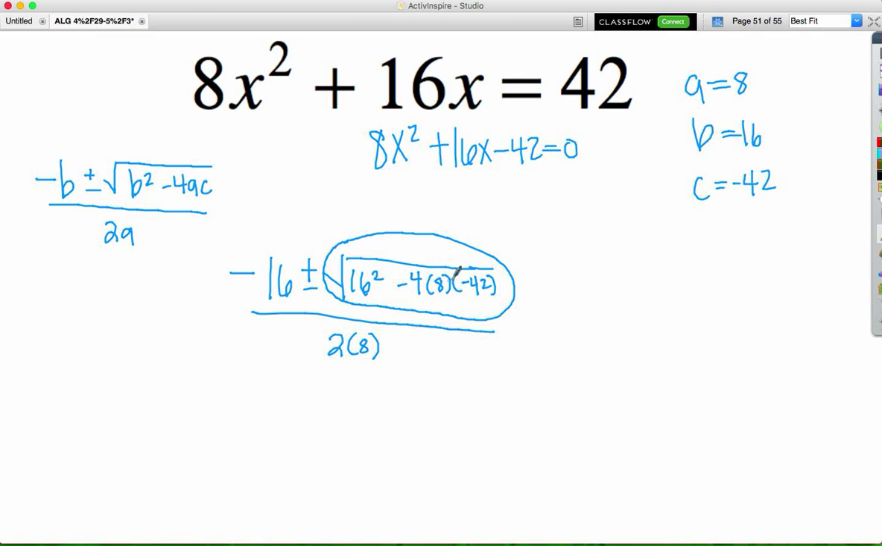So when you type in what's all underneath the radical and you take the square root of it, did it work out this time? It came out to be what? 40. So you've got negative 16 plus or minus 40 all over 16. And so when you simplified this, what were your two answers? Negative 3.5 and 1.5. Definitely got it right.